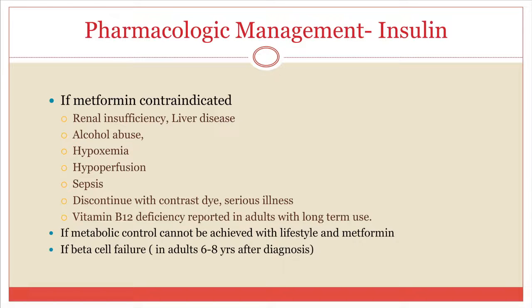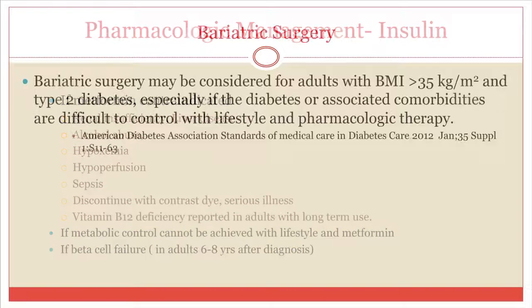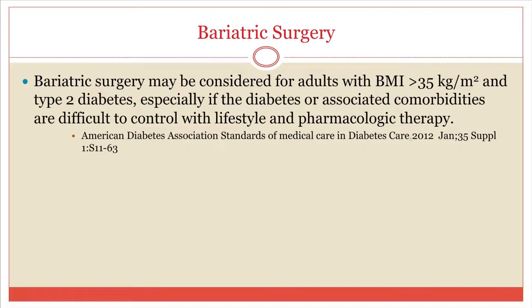These are the contraindications to metformin, and this is when they go to the diagnosis. 6 to 8 years after diagnosis in adults, you get beta cell failure. We think it's maybe happening a little quicker in kids. Again, scary stuff. And then bariatric surgery. In adults, this is being used for the treatment of type 2, especially if they have comorbidities. We haven't yet got there with kids. We're still using weight and comorbidity criteria.